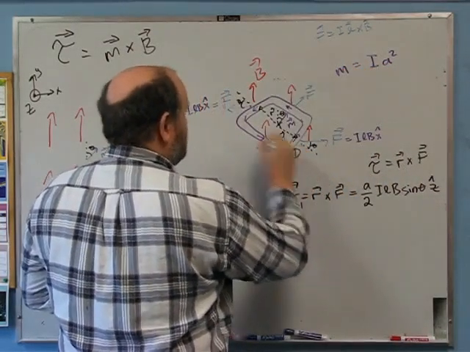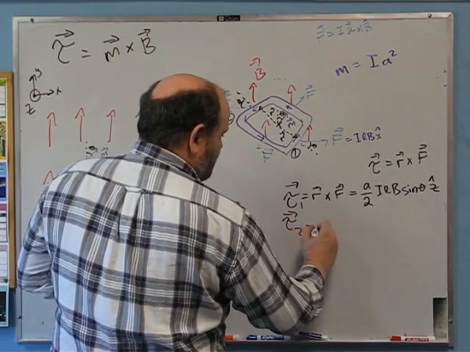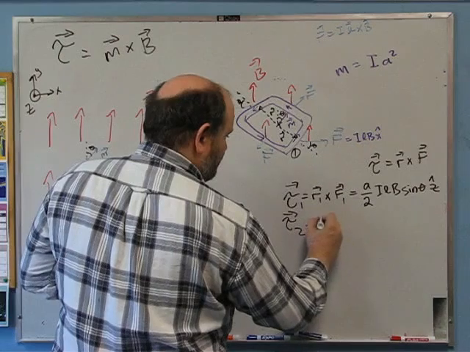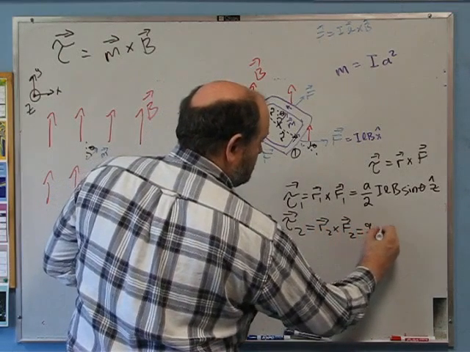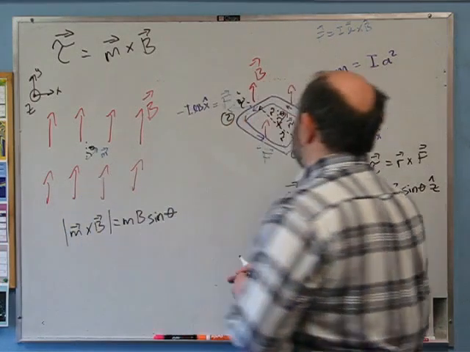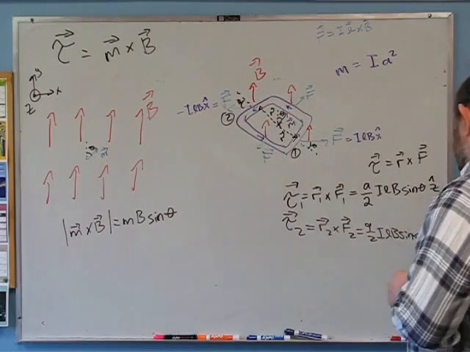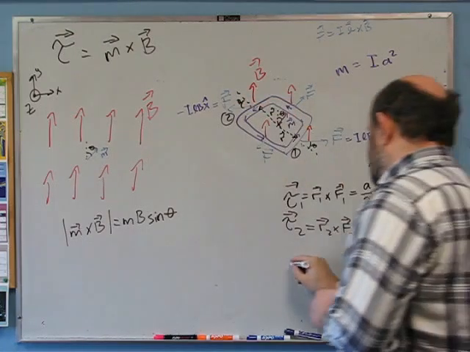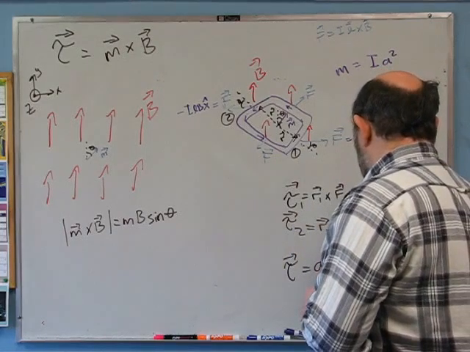We'll call this leg one. So then if we do the torque for leg two, we're gonna get the same thing. Now let's just make sure the direction is right. So we have R that way and F that way. Sure enough, it's in the plus Z direction. The net torque is the sum of the two, so the total torque is just AI.